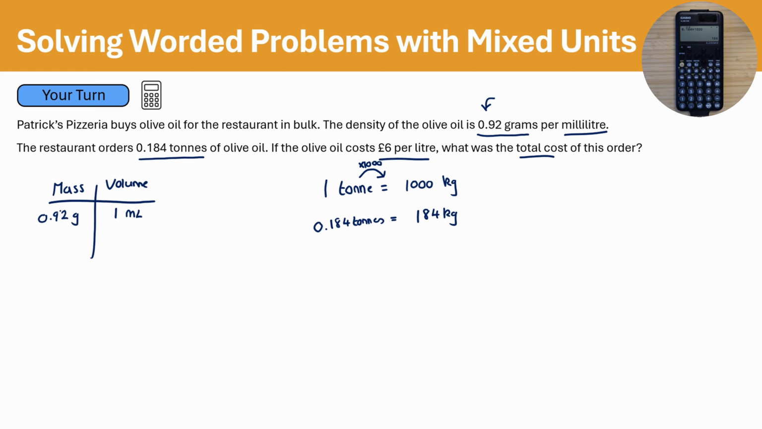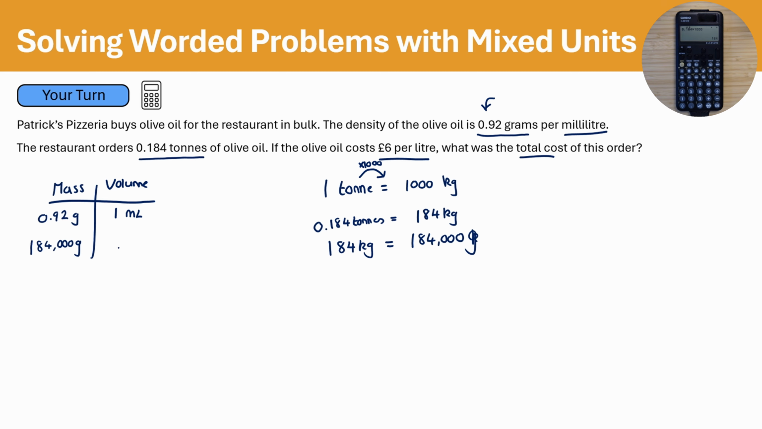Now over here, we had the mass of olive oil in grams. They ordered 0.92 grams, and that was 1 milliliter. So we want to turn the 184 kilograms into grams. What we can say is 184 kilograms is equal to, well, there are 1,000 grams in a kilogram. We multiply that by 1,000 to give us this number here. So that should be grams. 184,000 grams. So we know that this is how much the restaurant ordered. So 184,000 grams.